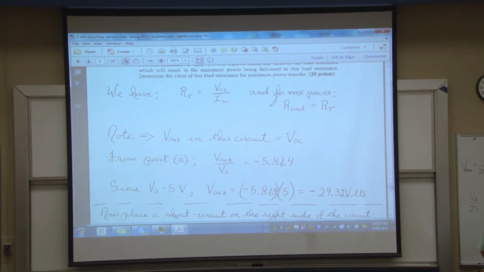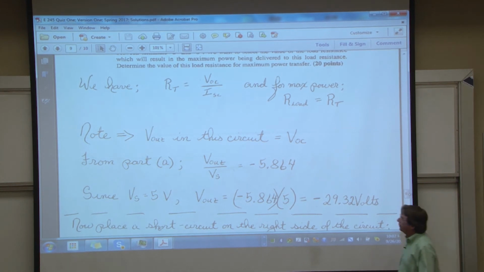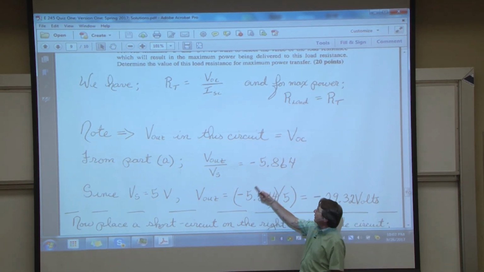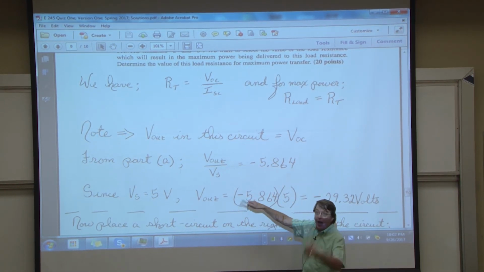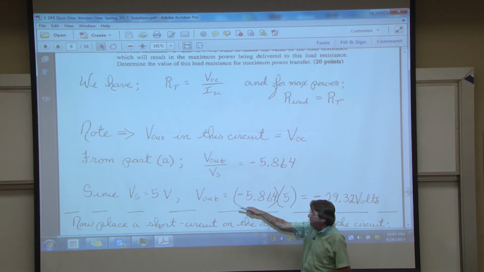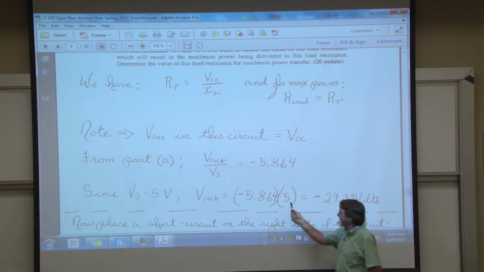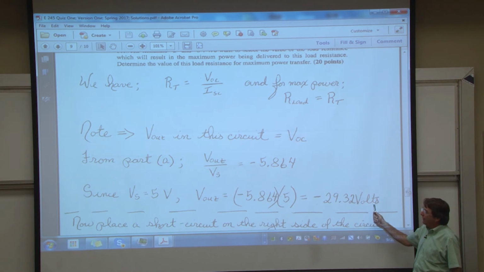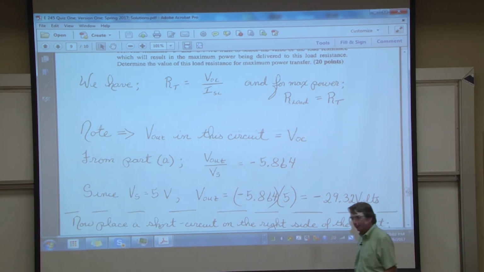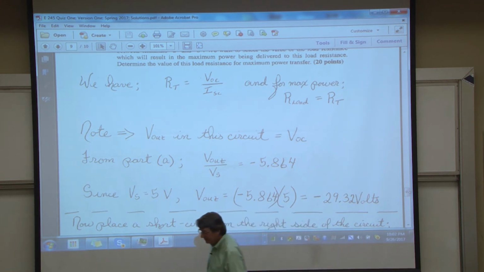Good. So what do I know? V out over V source is this. I now tell you in this problem, V source is 5 volts. I now know that V out, which is V open circuit, is minus 29 volts. We're good?